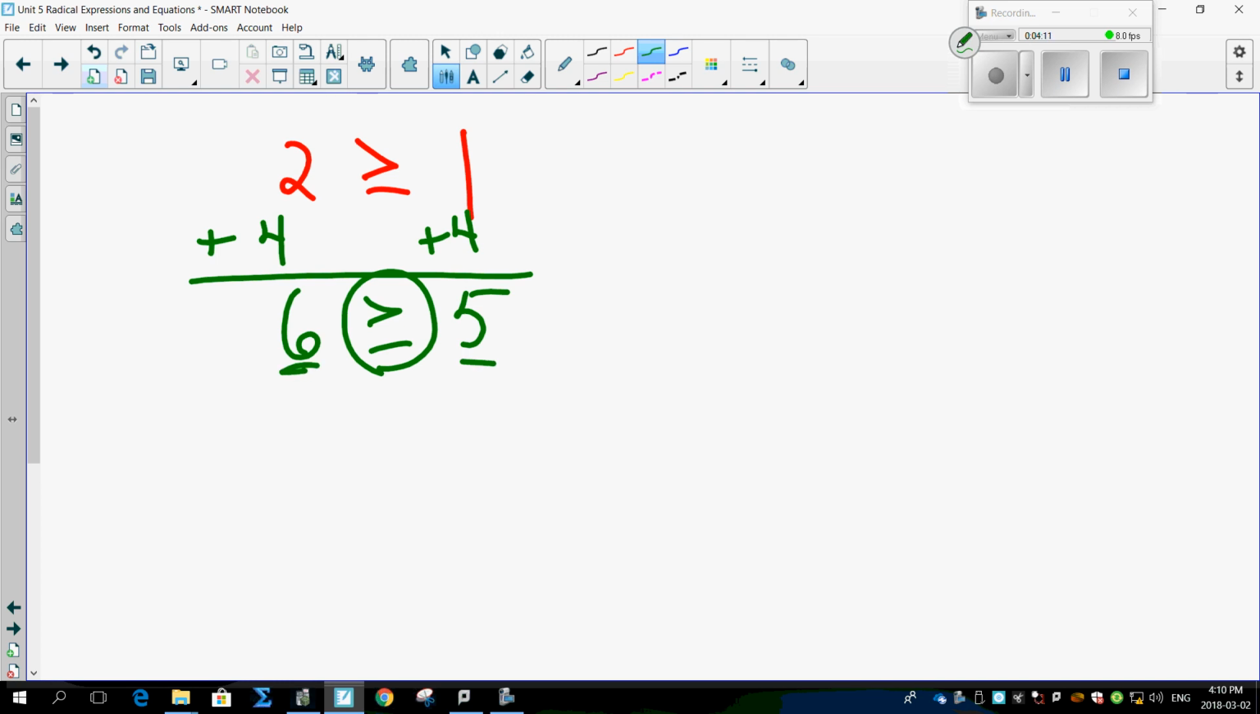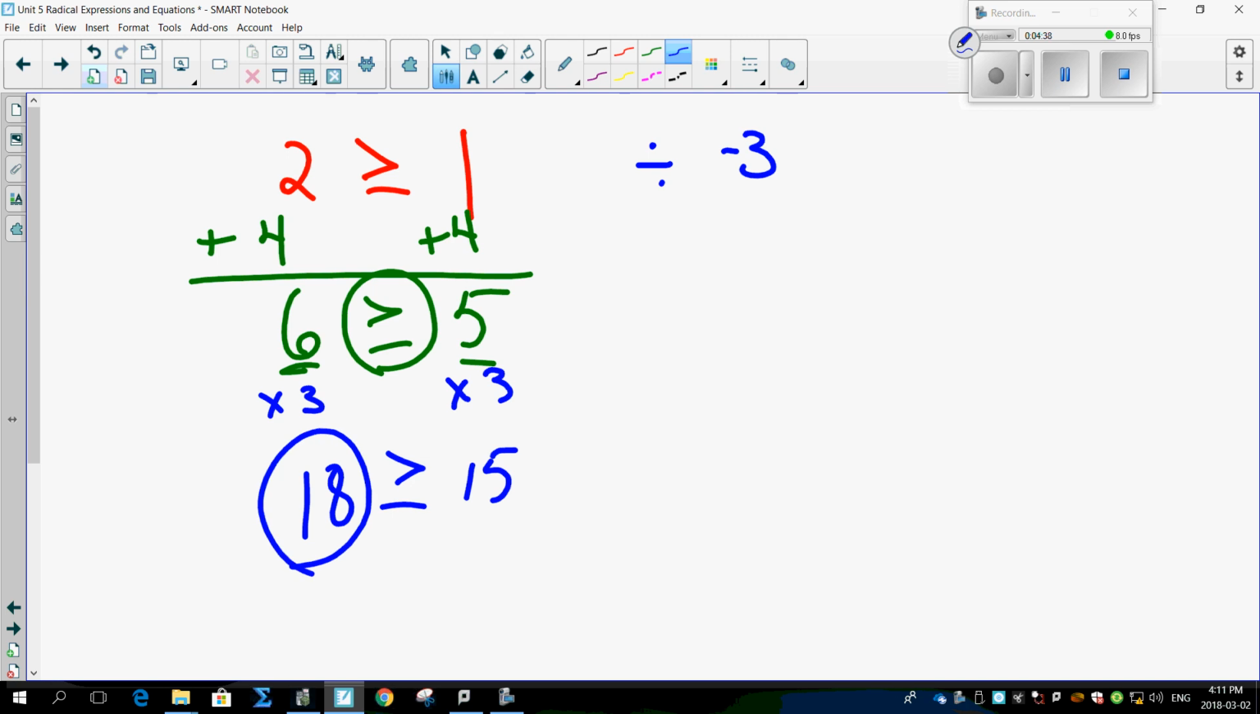Absolutely. Well, what if we multiply this by, let's say, 3? What you do on the left, you have to do to the right. 6 times 3 is 18. 5 times 3 is 15. Does the inequality still hold? Yeah, it still holds. But what if you divide this now by, let's say, -3? Look what happens. 18 divided by -3 is -6. 15 divided by -3 is -5.